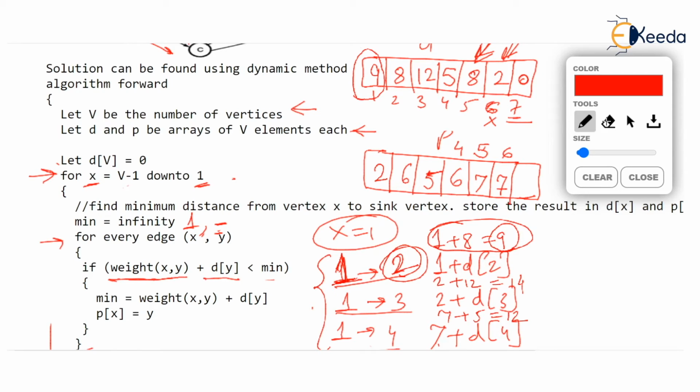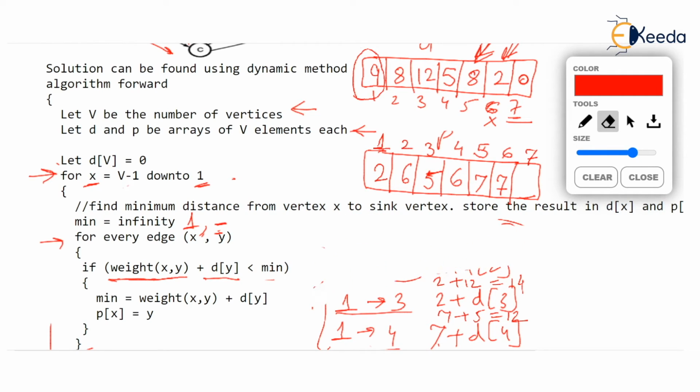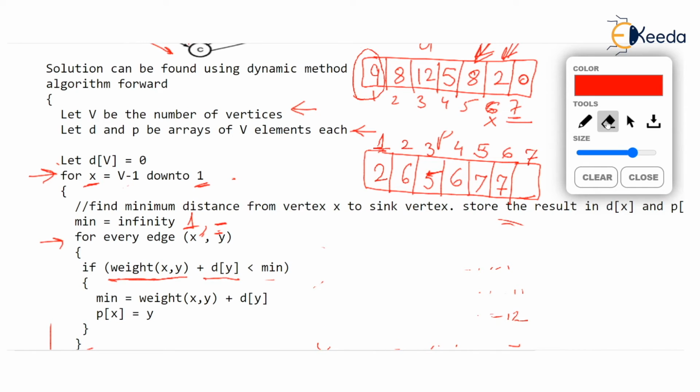Now, finally, if you have found out the minimum distance from 1 to 7 is 9, what was the path? The path can be easily found out using the path array. Let's label these as 1 to 7. How do you find out the path that gave us this distance? What you do is you start from P1. Check what is P1. P1 is 2. As P1 is 2, you find out what is P2.